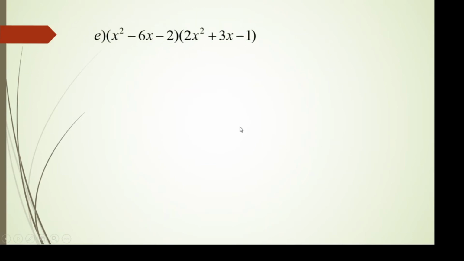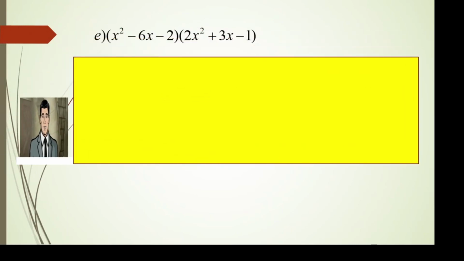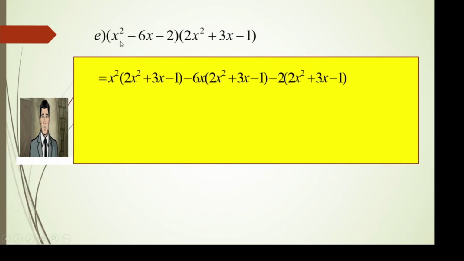Okay, next, letter E. The quantity of x squared minus 6x minus 2 times the quantity of 2x squared plus 3x minus 1. Okay, so this is the solution. Multiply all terms in the first quantity to the second quantity, and that is x squared multiplied by the second quantity 2x squared plus 3x minus 1.